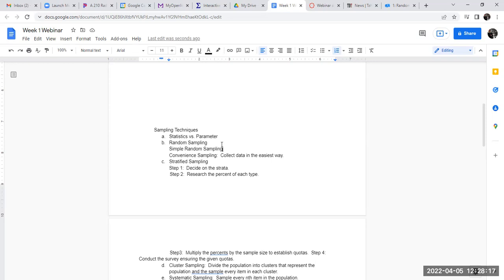So simple random sampling means any group of 5 is just as likely as any other group of 5, which is a little different than any individual is just as likely as any other individual. And when we get into stratified, which is coming in next, you can't do simple random sampling with stratified sampling, but you can do random sampling. So the next is stratified sampling.